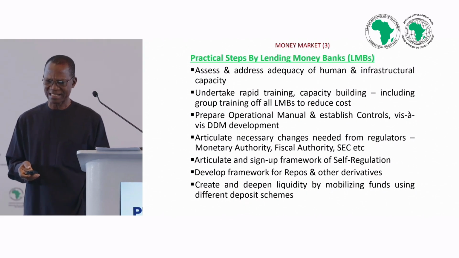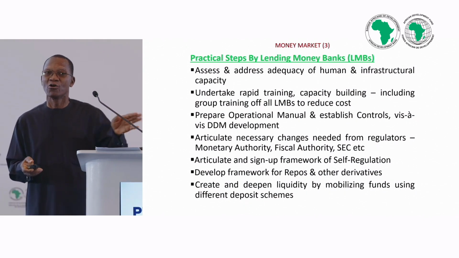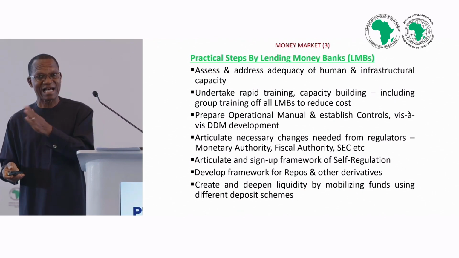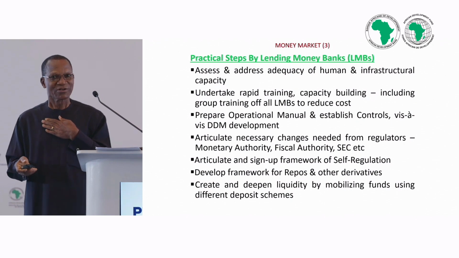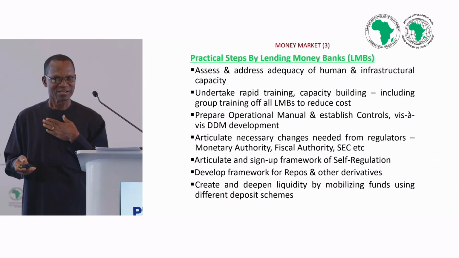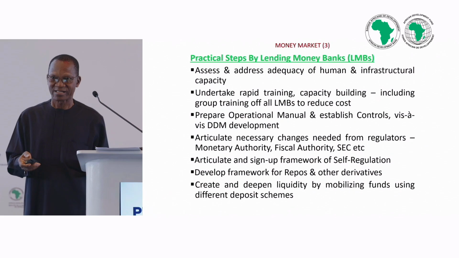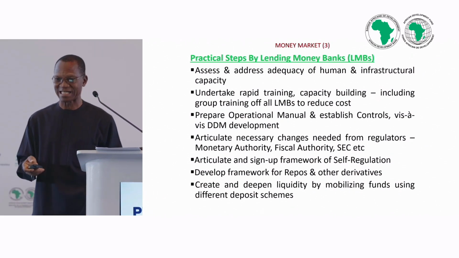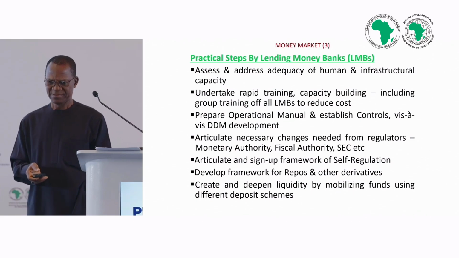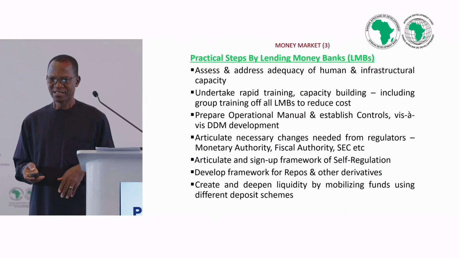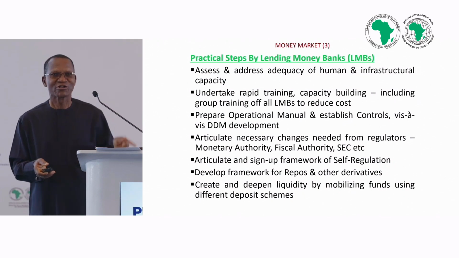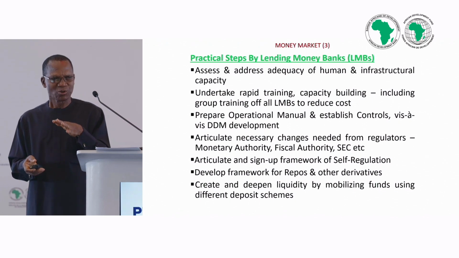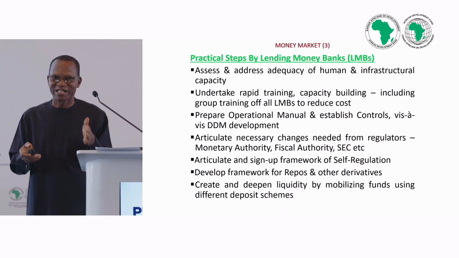One, they have to assess, as you have said, and address, even though the DMO is concerned about whether the lending money banks are prepared. The lending money banks themselves have to take responsibility as well, independently, to be preparing for this program. So they have to assess and address that question of their human and infrastructure capacity. They have to undertake rapid training. So even if the DMO does not initiate this process, the lending money bank has to take it as a responsibility. So in this way, it becomes a way of making sure it is done.